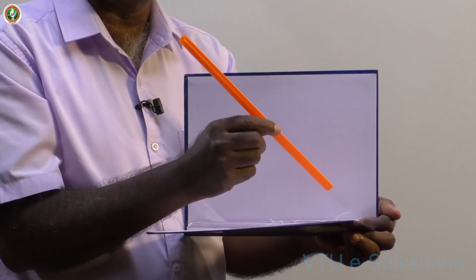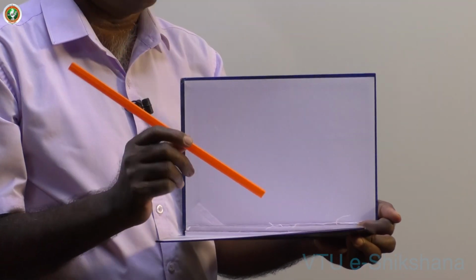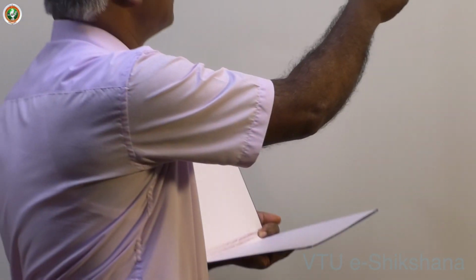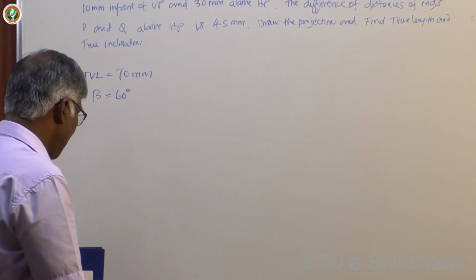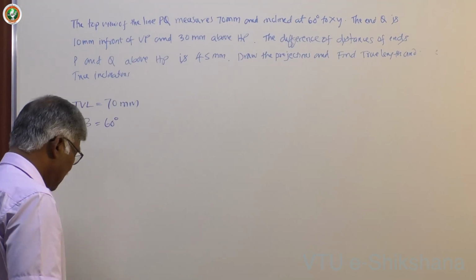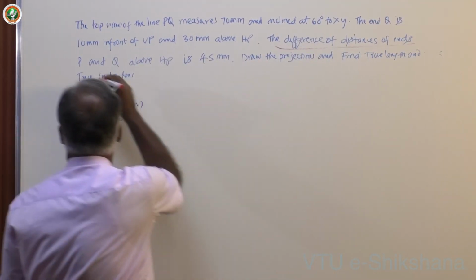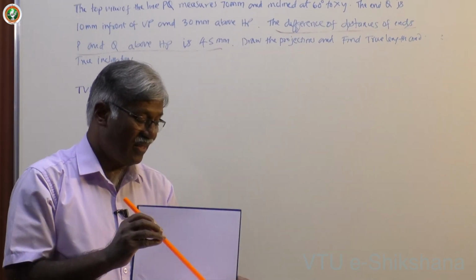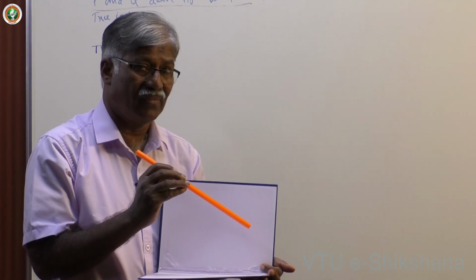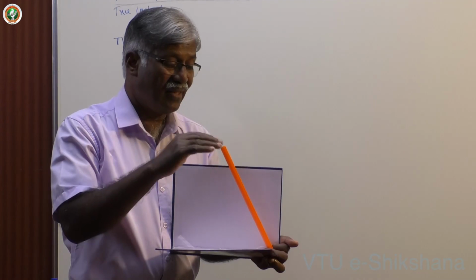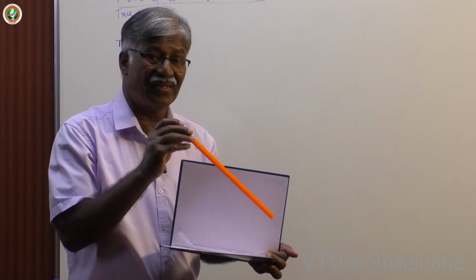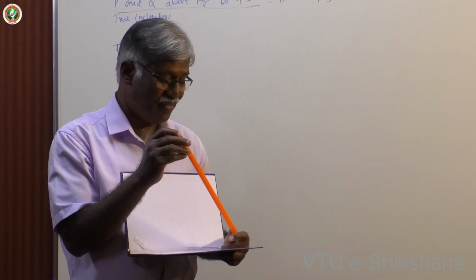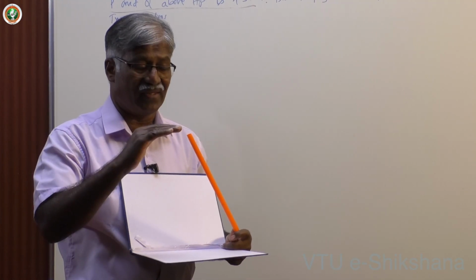Now first we have to fix Q rather than P. P we don't know the position. So first let me fix Q and then discuss. Now let me go through this. The difference of distances of ends P and Q. Let me highlight that. The difference of the ends P and Q above HP is 45 mm. So what do you mean by that? See, above HP the height of Q is 30 mm. Similarly, above HP the height of P is X. That means 30 mm plus 45 mm. That's what it means. 45 mm is the difference of the heights of the ends from HP.